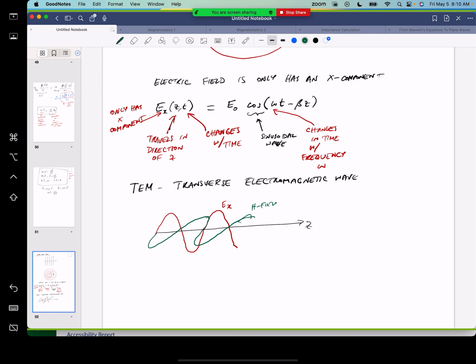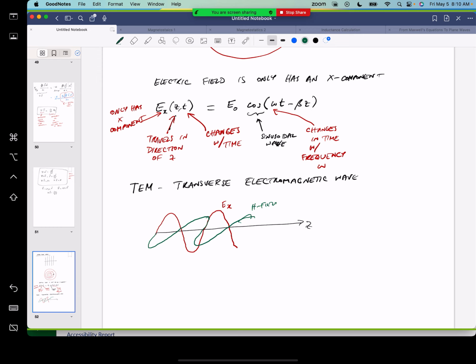Otherwise this would not be a transverse electromagnetic field, because the electric field wouldn't be transverse to the direction of travel. It'd be some other mode of propagation. So in a transverse electromagnetic field, the electric field is perpendicular to the direction of Z travel, and so is the magnetic field.